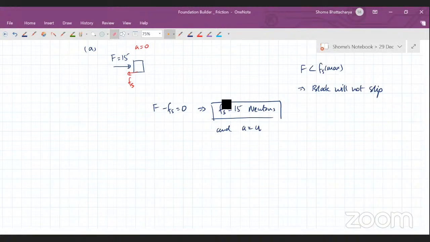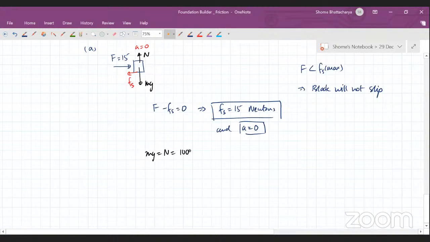For the case when we are applying an external force of 15 newtons. Okay. And of course, there are the vertical forces of mg, which is 100 newtons, and the normal reaction. So mg is equal to the normal reaction, equal to 100 newtons. This is the other thing.